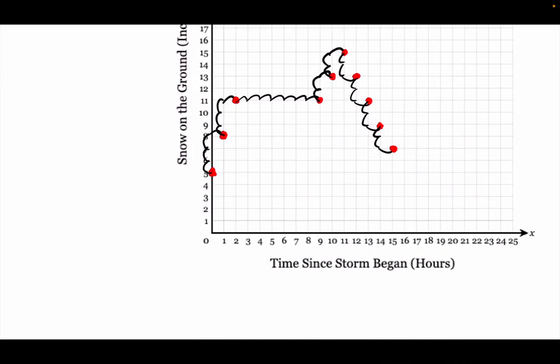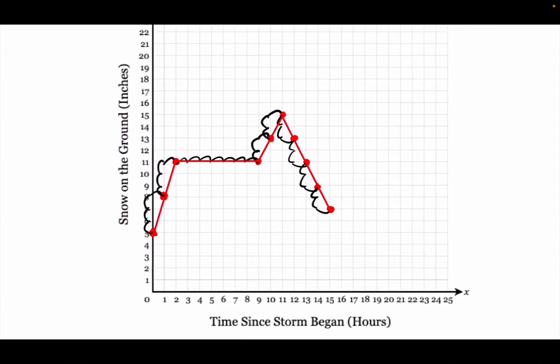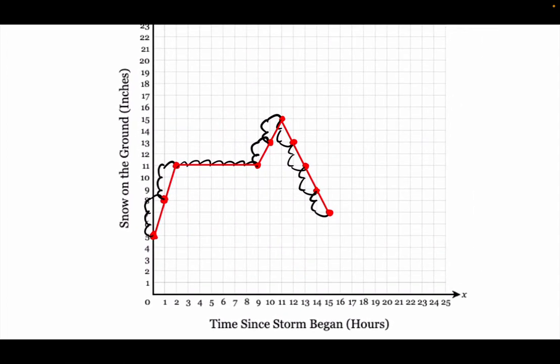We start at the beginning and we go up. That's one line there, and then it stopped for 7 hours, and then it went up for 2 hours, and then it went down for 4 hours, right? And that's the picture. That picture represents the story. It tells exactly what happens, except there's no words.